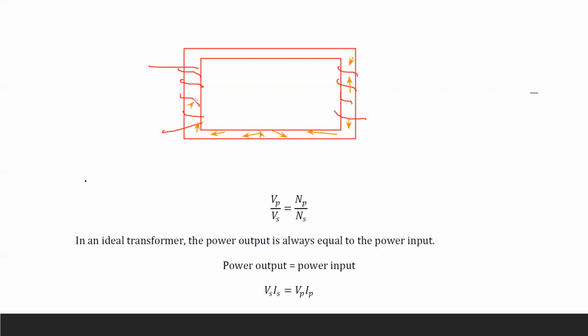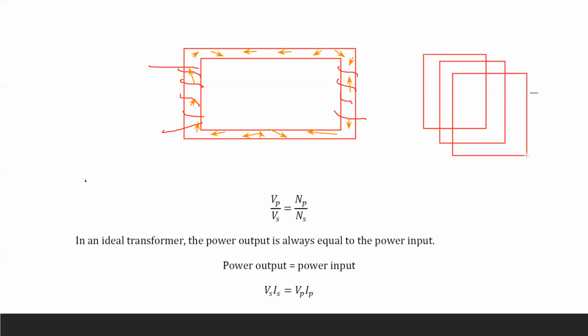So how can we minimize these losses? To reduce this loss, we use a laminated iron core. Basically we use thin sheets of iron instead of using one piece of iron. Thin sheets are there, and we wrap the wire around these thin sheets instead of using one piece. So what's the advantage? It will have a large surface area, so it will cool down faster, and minimize the eddy current as well.